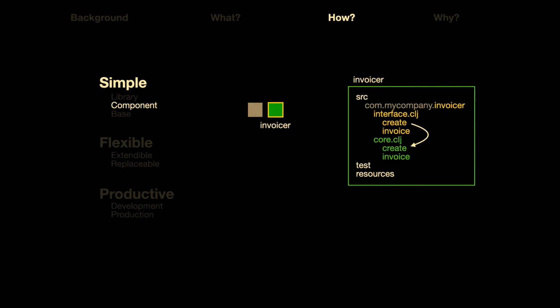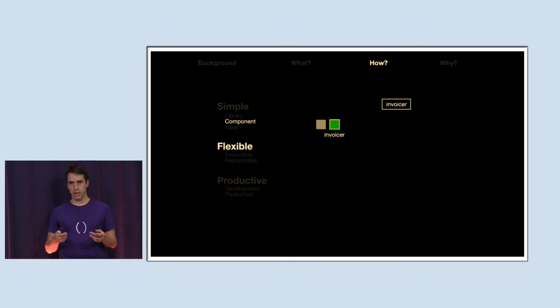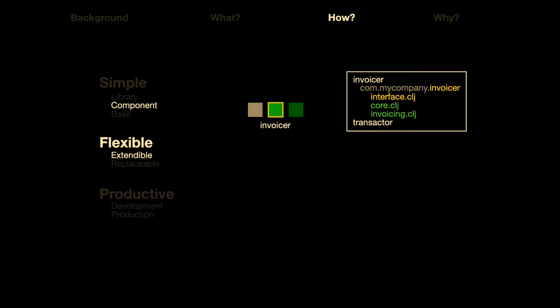Components are also very flexible. And we put all the components in a system in a directory called components. So here we have one component so far. And when we extend the code base, we add one more directory to this, or component to this directory. So that's how we extend it. And we can also extend each component by adding more implementing namespaces to this component.